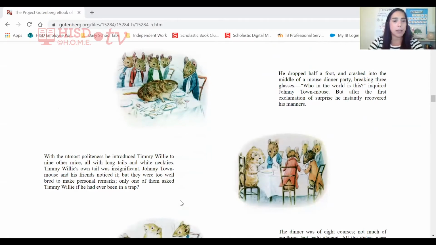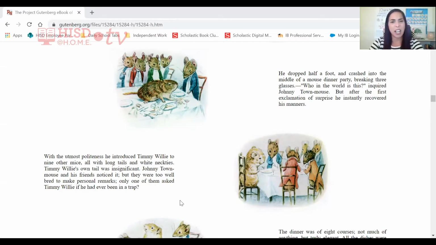With the utmost politeness, he introduced Timmy Willy to the 9 other mice, all with long tails and white neckties. Timmy Willy's own tail was insignificant. Johnny Town Mouse and his friends noticed it, but they were too well bred to make personal remarks. Only one of them asked Timmy Willy if he had ever been in a trap.